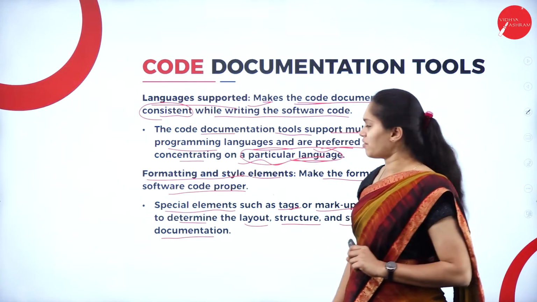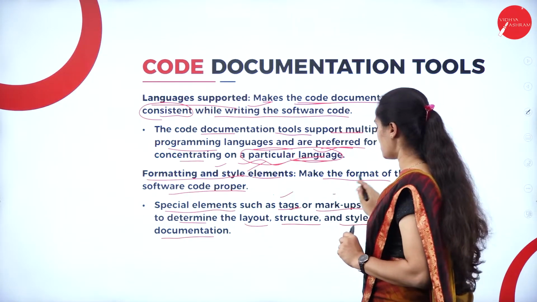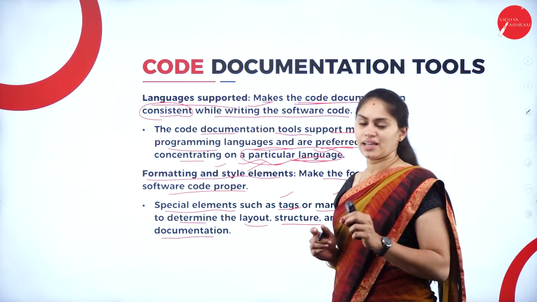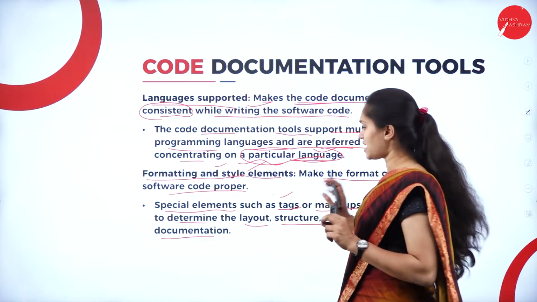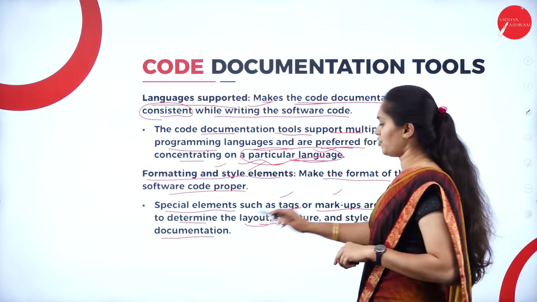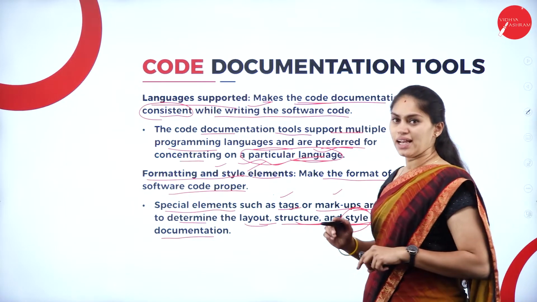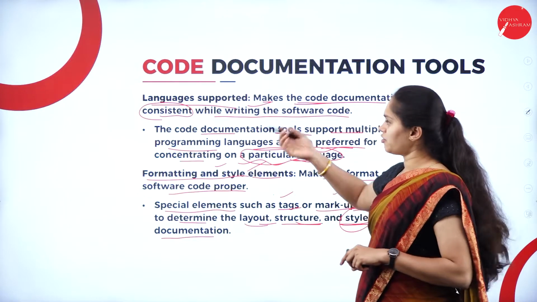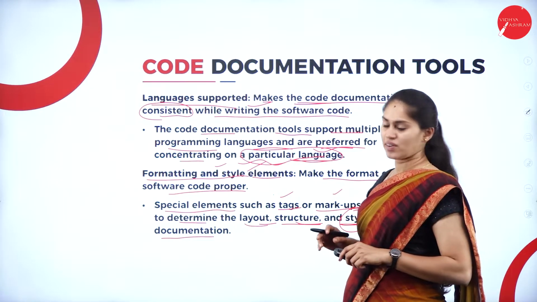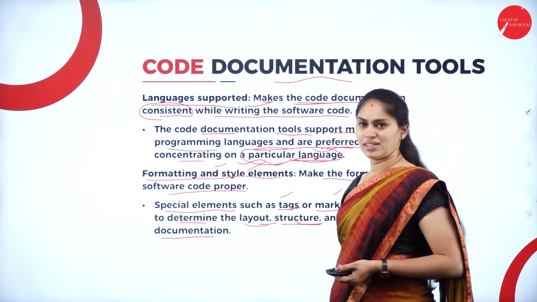In order to have formatting and styling elements, that includes tags, and we also have markups, which means they are going to provide a hyperlink. By having all those elements, it determines the layout, structure and style of a code documentation. Without respecting any one style, it supports different programming languages, and it also supports a particular programming language. All these are features that we can expect with the help of code documentation tools.